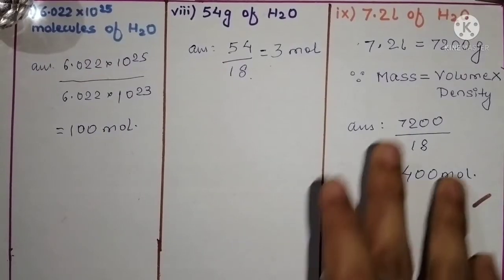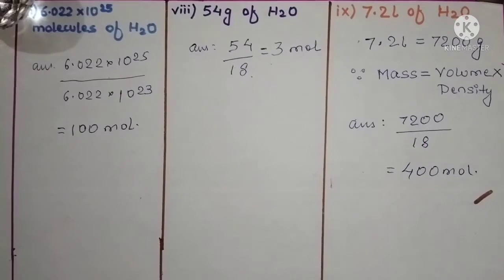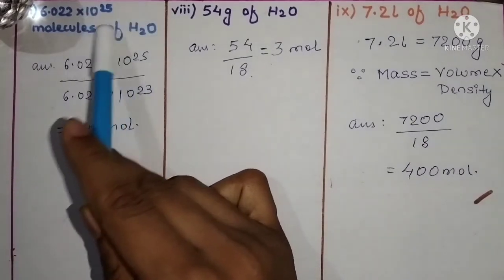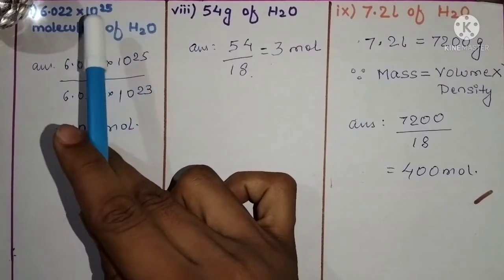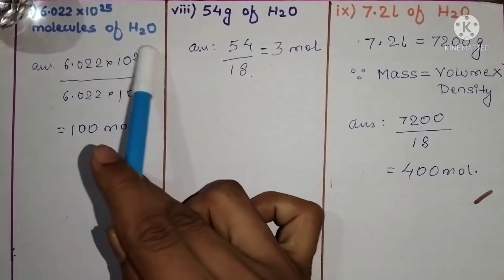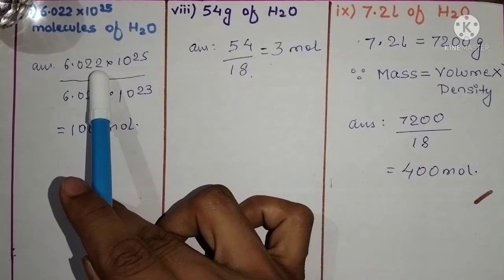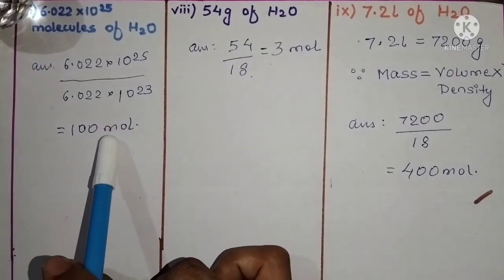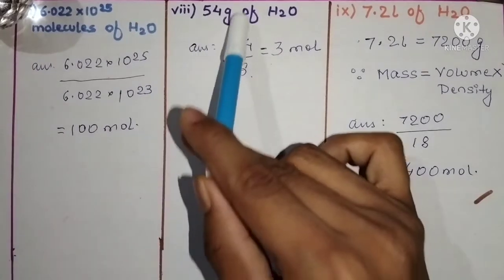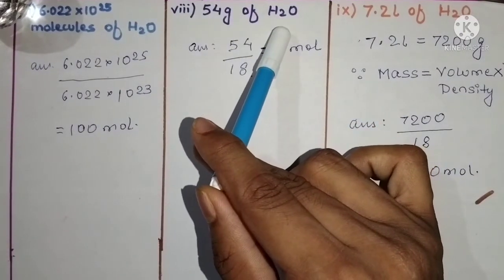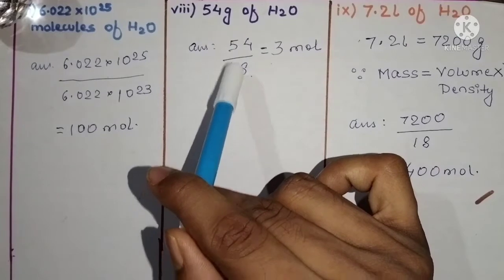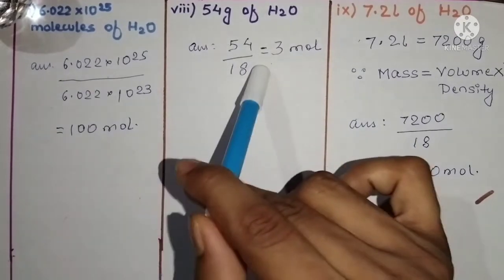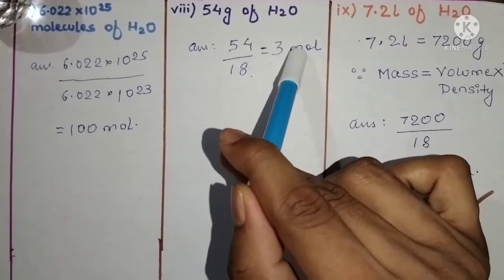Now at the end, for the competitive level, the question is simple: such number of molecules of H2O is given, then you simply divide the number of entities, that is H2O, by Avogadro number, and 100 mole is given. Now for the given mass of H2O, you have to find the mole, then you simply divide the given mass by the molar mass of H2O, that is 18, and 3 mole is given.